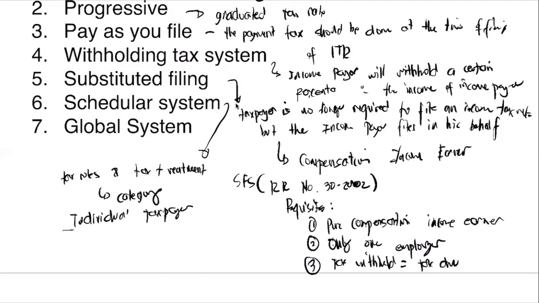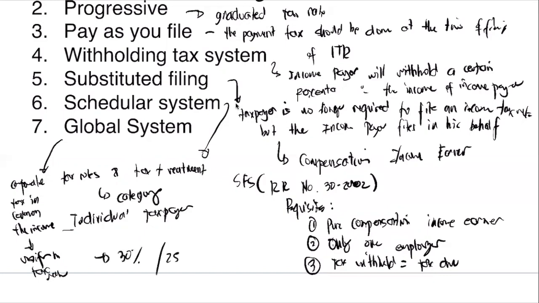Next, global system. When we say global system, this applies to corporate taxpayers. So it treats in common all categories of taxable income of the taxpayer and applies a uniform tax rate. So we tax in common the income, and we use a uniform tax rate. So kaya nga corporation is either 30% or 25%. This is flat rate na.